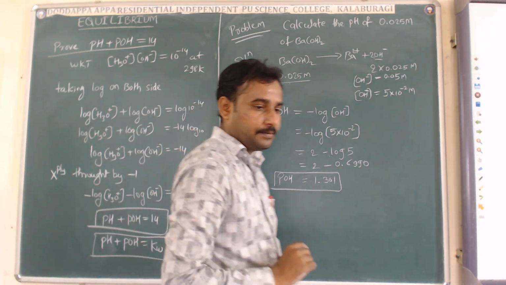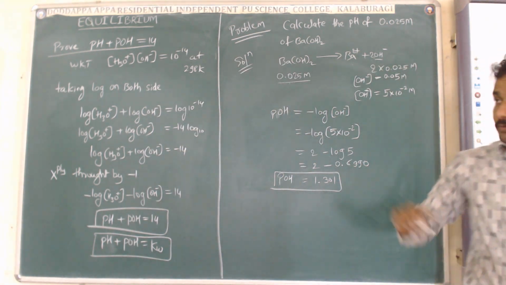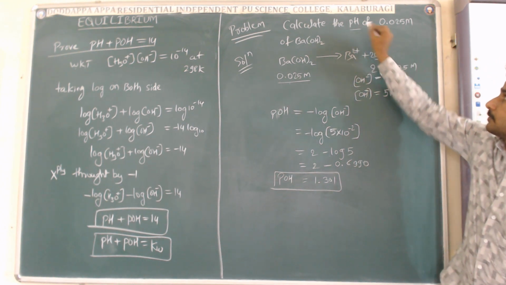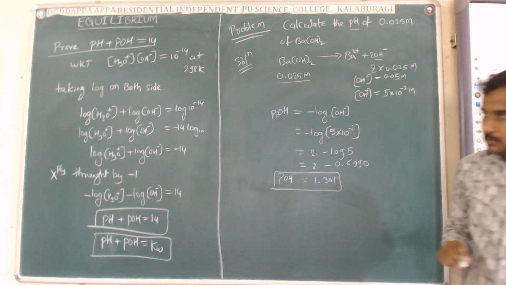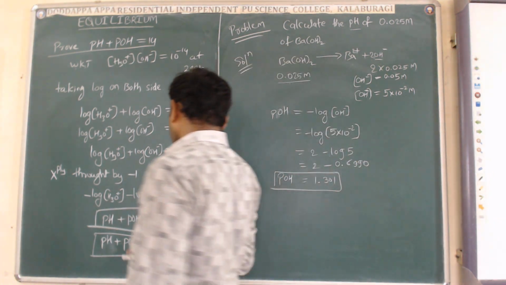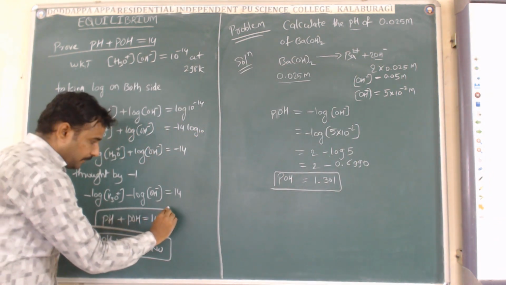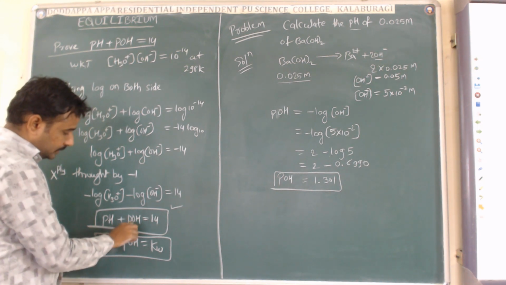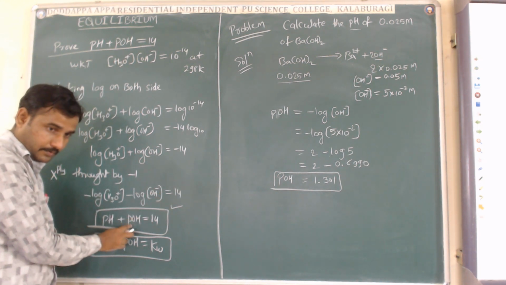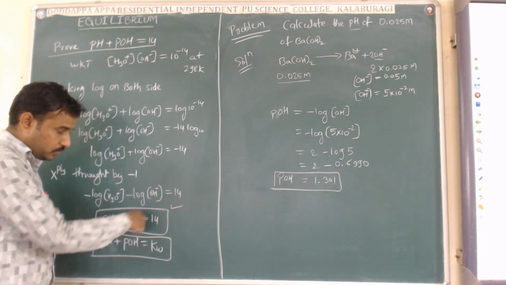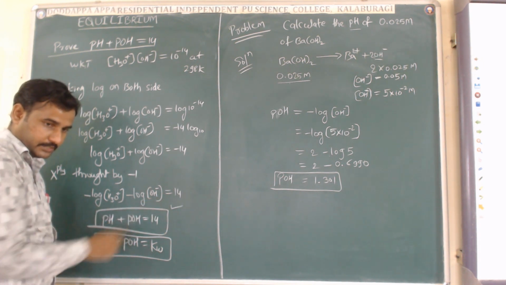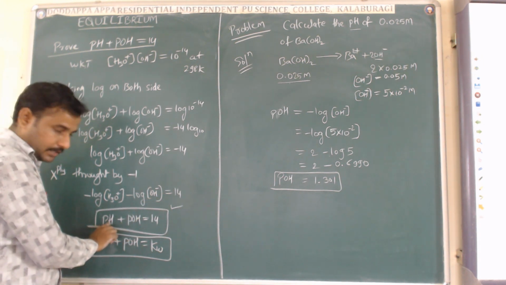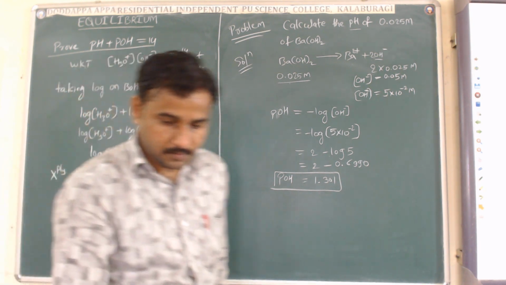But what are they asking here? They are asking you to find the pH of the solution, not the pOH. So how can we find it? By using the derived formula pH plus pOH is equal to 14. The pOH that we found, we put here. Moving it across, 14 minus pOH gives the pH value.